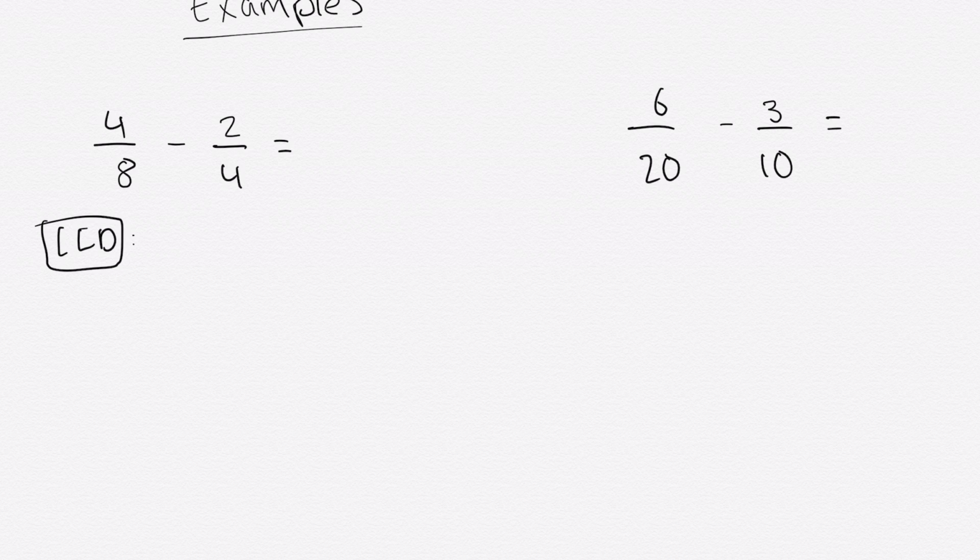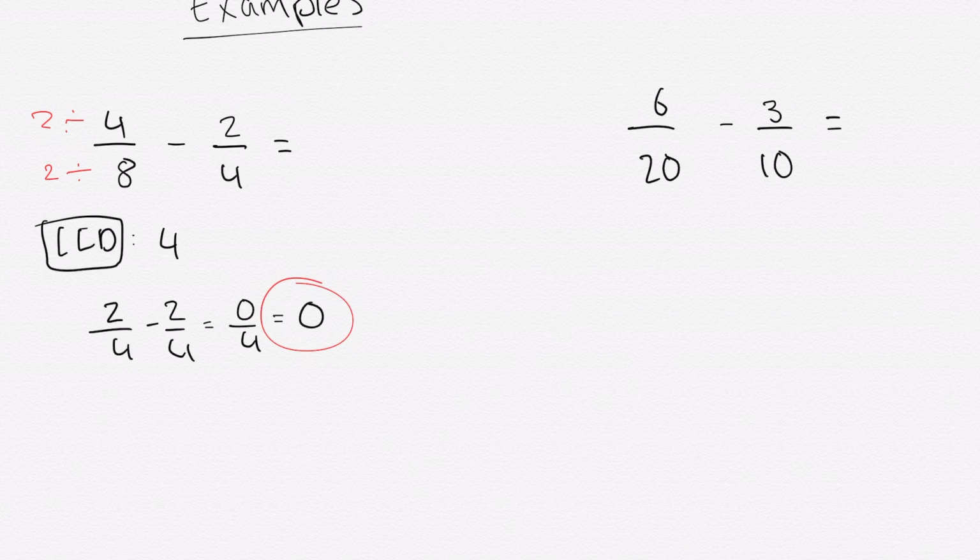The same happens when we're dealing with subtraction. So we have 4/8 minus 2/8. And as you can see, the lowest common denominator, or LCD, is 4. So we're dividing 4/8 by 2. And that will give us 2/4 minus 2/4, which will equal 0/4. And as you know, 0 divided by any number is just 0.